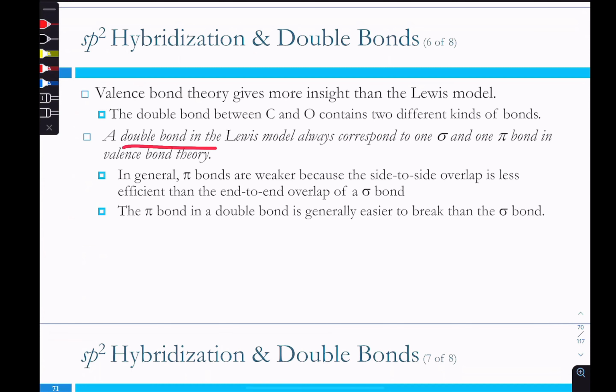So a double bond in the Lewis model always corresponds to 1 sigma bond and 1 pi bond in valence bond theory. So if you ever draw a Lewis structure that has a double bond, you're going to have a sigma bond and you're going to have a pi bond. And we haven't talked about triple bonds yet, but the trend continues there.